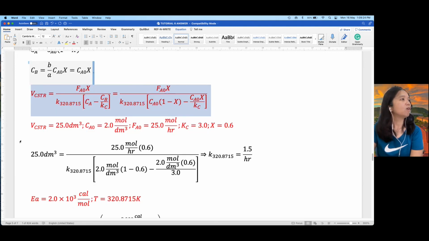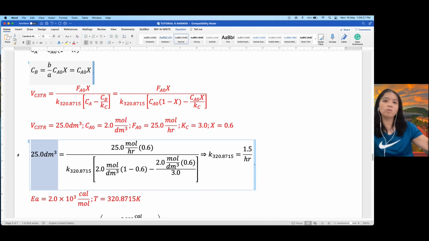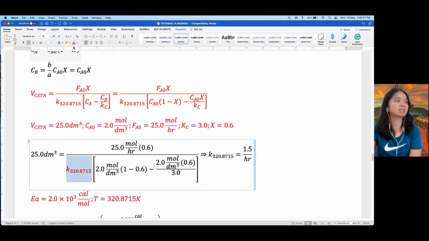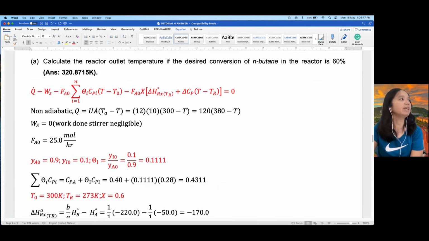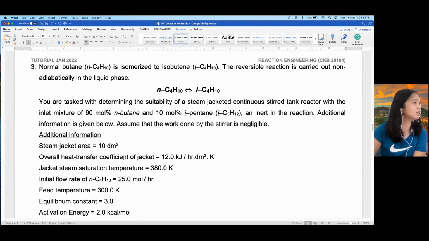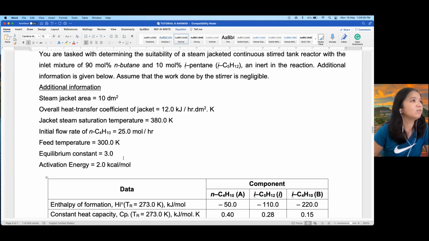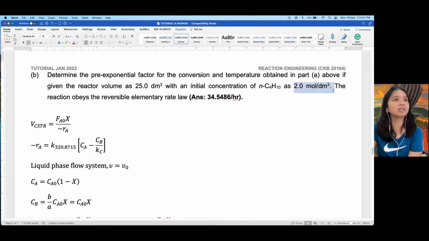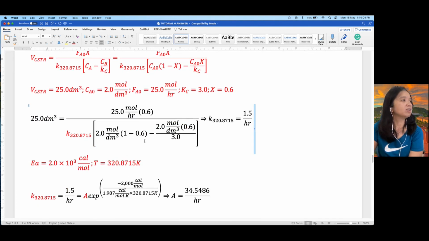We know the volume is 25 dm cube, so volume of CSTR is 25 dm cube. FA naught is 25 mole per hour from the information. X is 0.6 from part A, the conversion. K is what I want to find. That's something I want to find, right? Ca naught is 2. How do we get the 2? Ca naught is given in the question. In part 2 of the question they give us Ca naught is 2. So Ca naught is already 2.